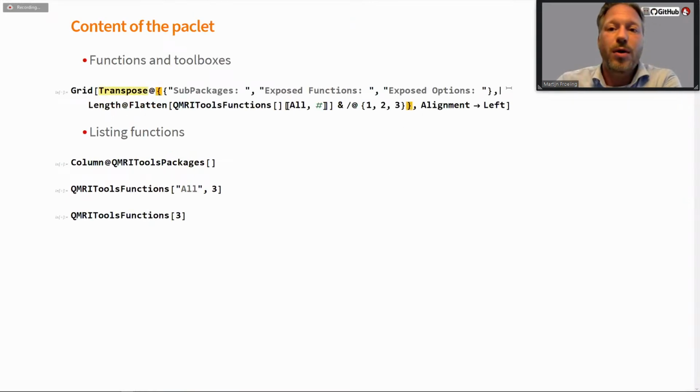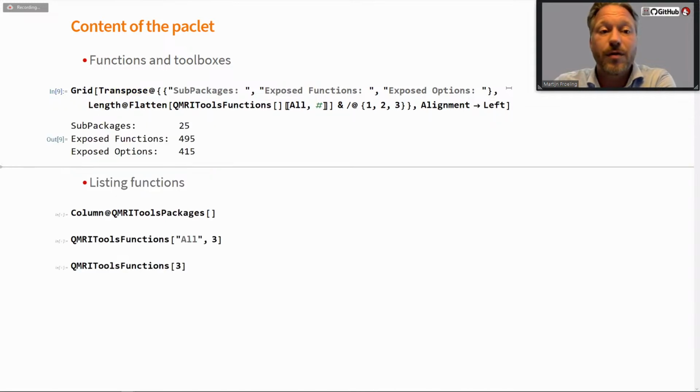So what is in the toolbox? So currently it has a lot of different sub-packages, 25 to be exact, and exposes almost 500 functions to the front end. And these 500 functions, of course, have options, and it's around 415.